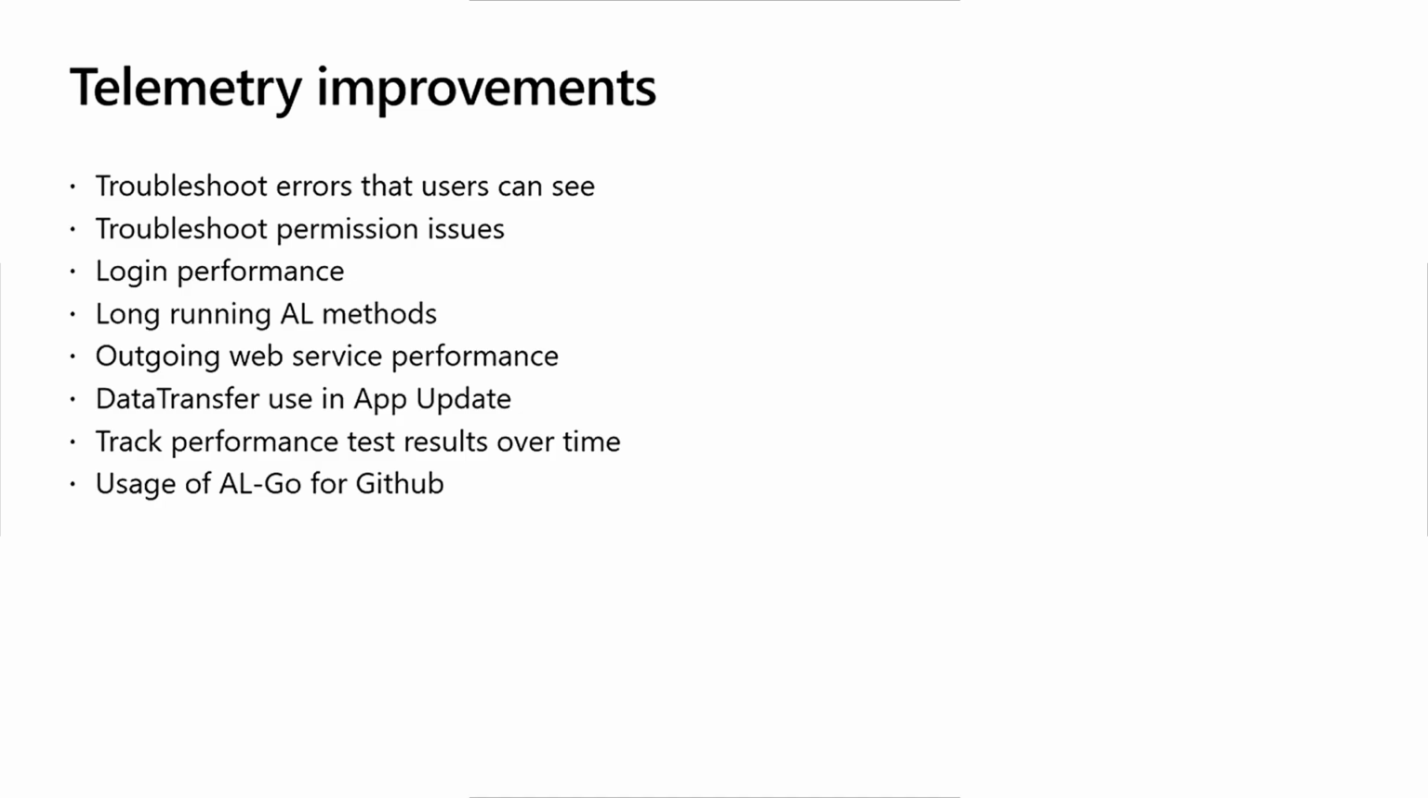Then you also have telemetry on the app updates, so you can see which app updates failed, the data transfer usage, and so on. You can also track performance of the test results over time, so not only for a test run, but also throughout the different test runs. And last of all, you also have telemetry on the usage of AL-Go for GitHub, so the different AL-Go events that were used and which ones these are.